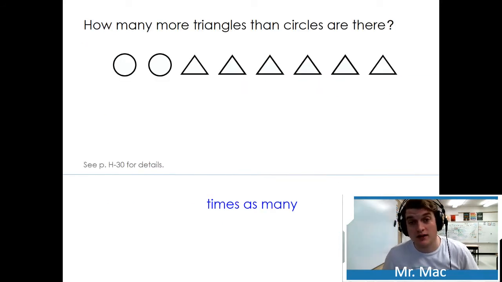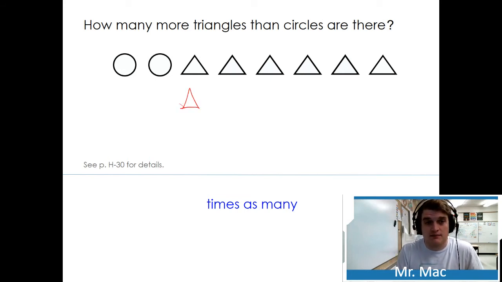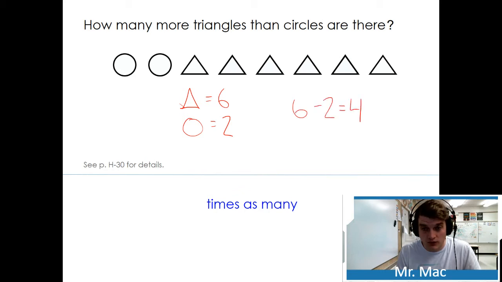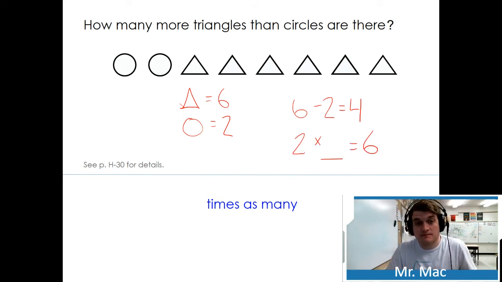How many more triangles than circles are there? We can quickly count them. 1, 2, 3, 4, 5, 6. We have 6 triangles, and we have 2 circles. How many more triangles than circles are there? 6 minus 2 equals 4. Now, what about times as many? 2 times something equals 6. Well, we can skip count by 2's. 2, 4, 6. So we find that our answer of times as many is 3.